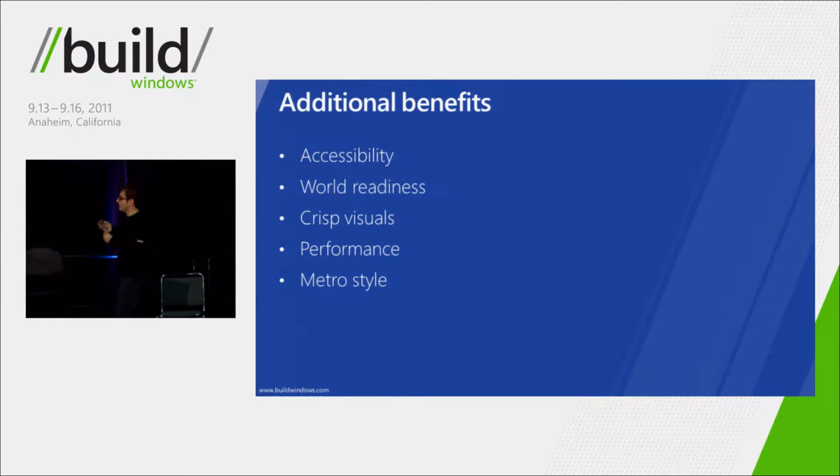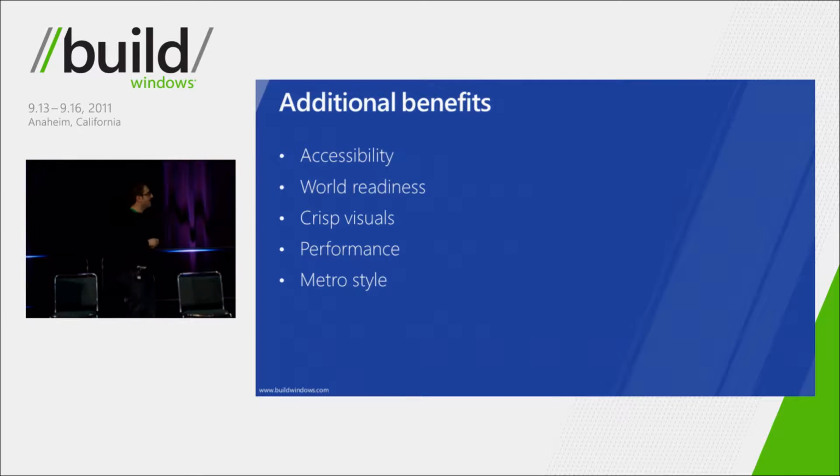They all have world readiness built into them, so if you're in a left-to-right language or right-to-left language, like Hebrew or Arabic, they all handle that processing correctly. They have crisp visuals built into them, so they scale at different DPIs automatically. They have a lot of performance optimizations in them and so forth.